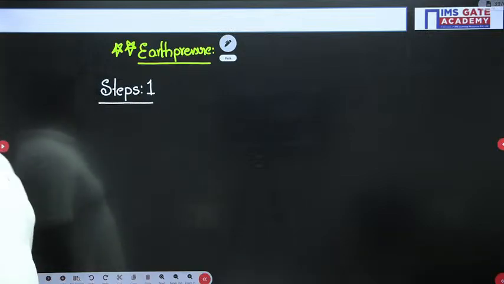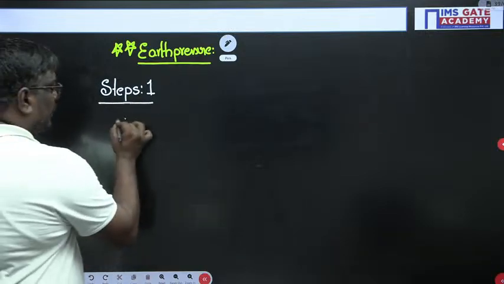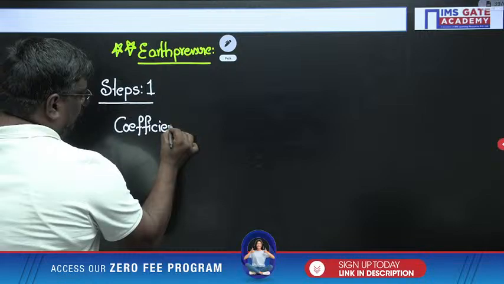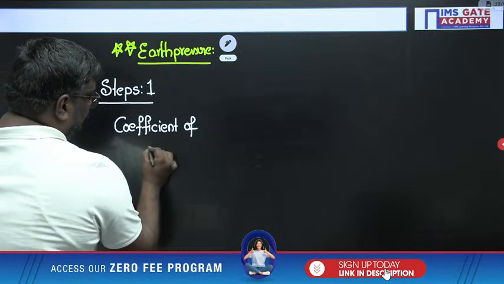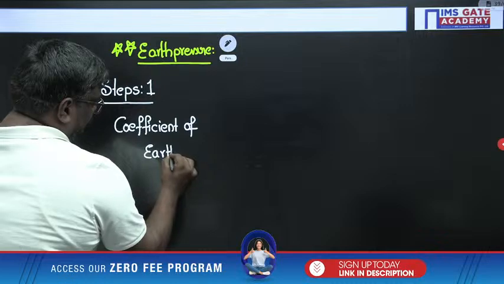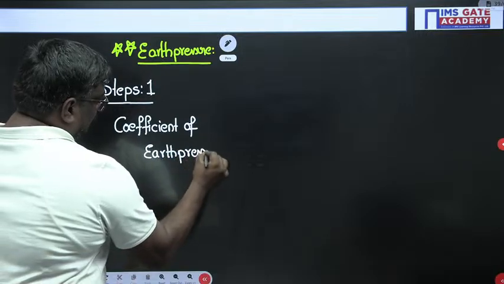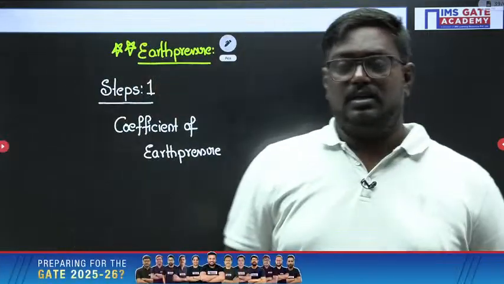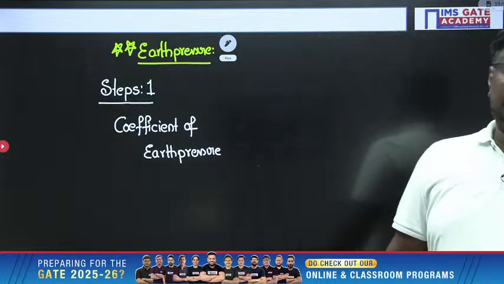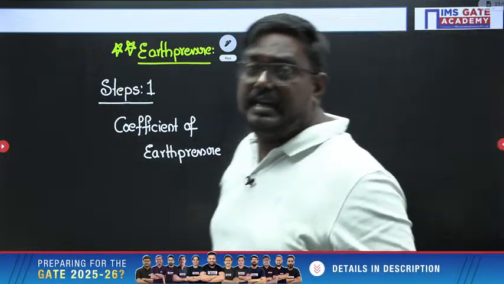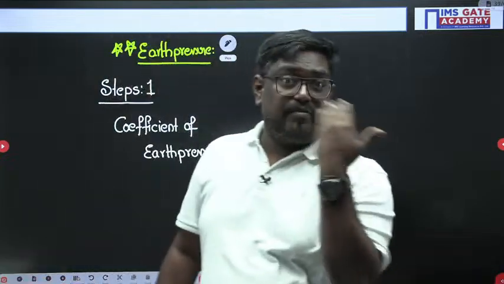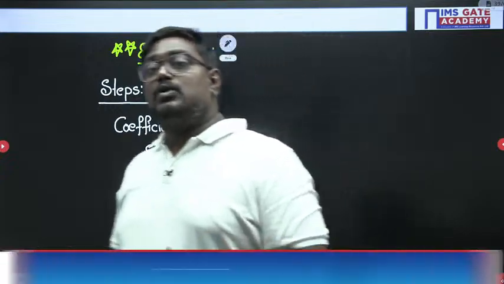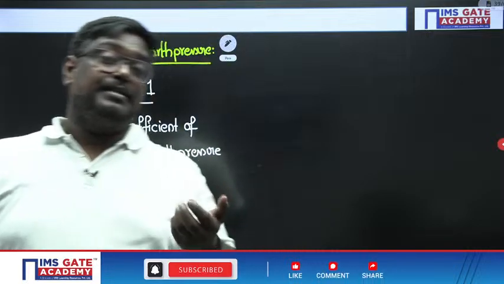The first step is you have to find out the coefficient of earth pressure. Any problem, my dear students, the first step is the coefficient of earth pressure. Which earth pressure? They will not tell you active, passive or at rest. If there is no wall movement, then it is at rest pressure. If the wall is moving away from the backfill, then it is called active earth pressure. If the wall is moving towards the backfill, then it is called passive earth pressure. So you should understand what actually is happening.